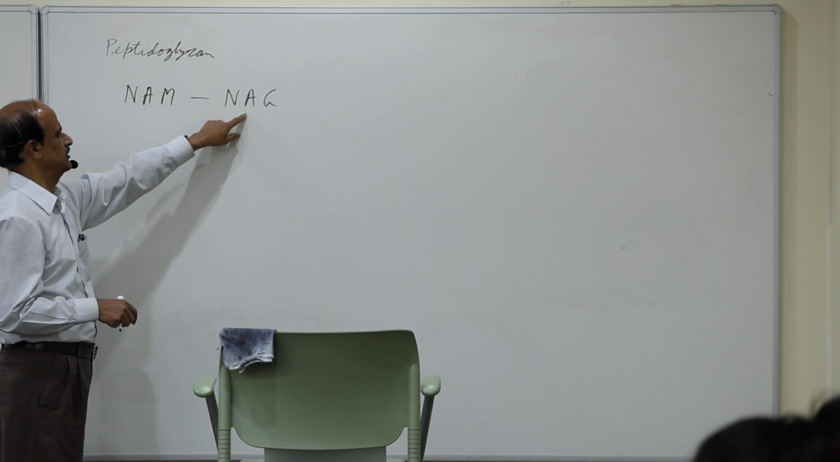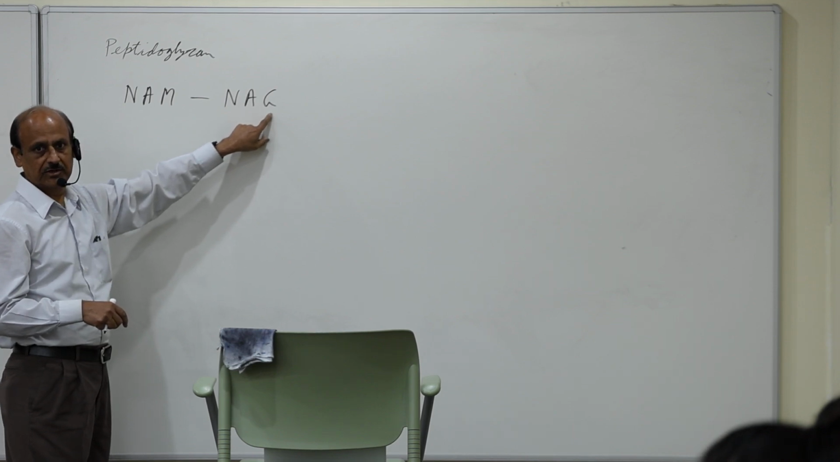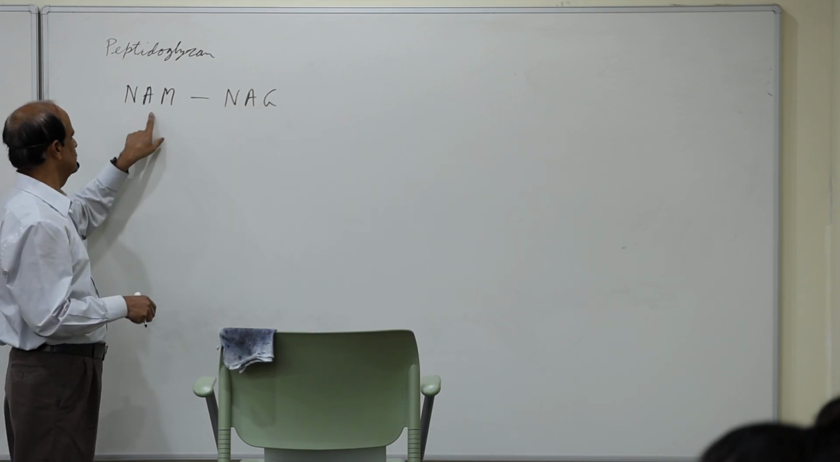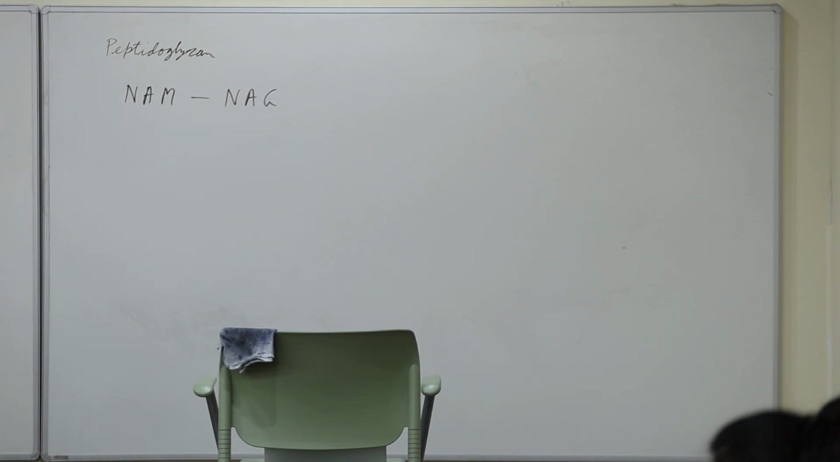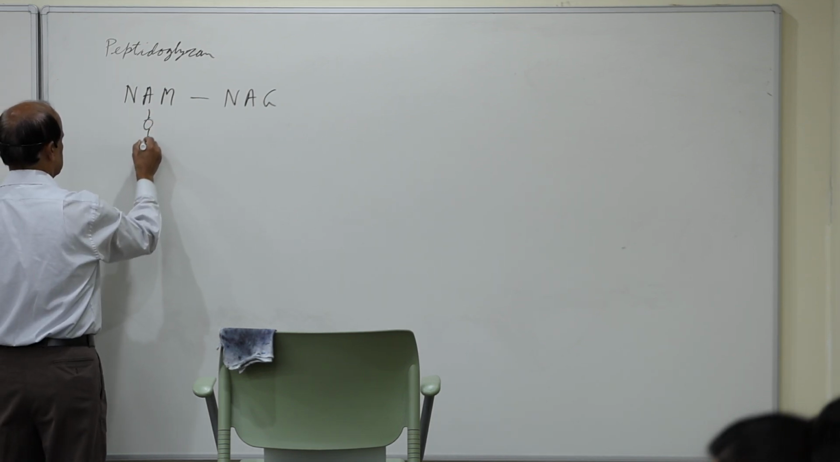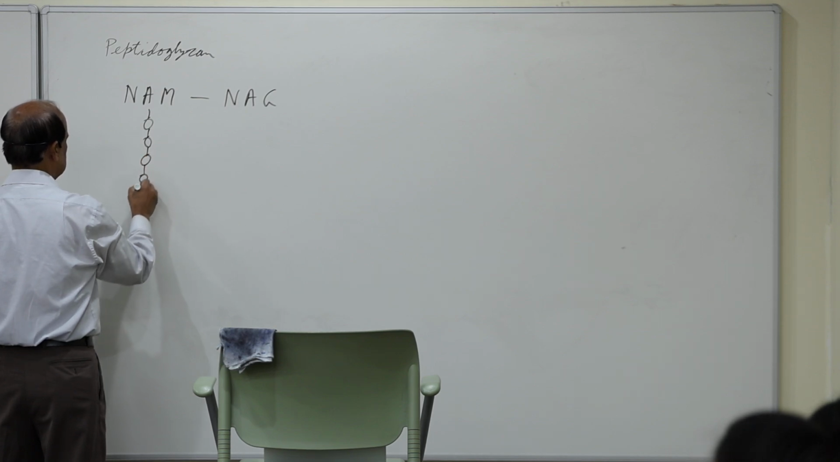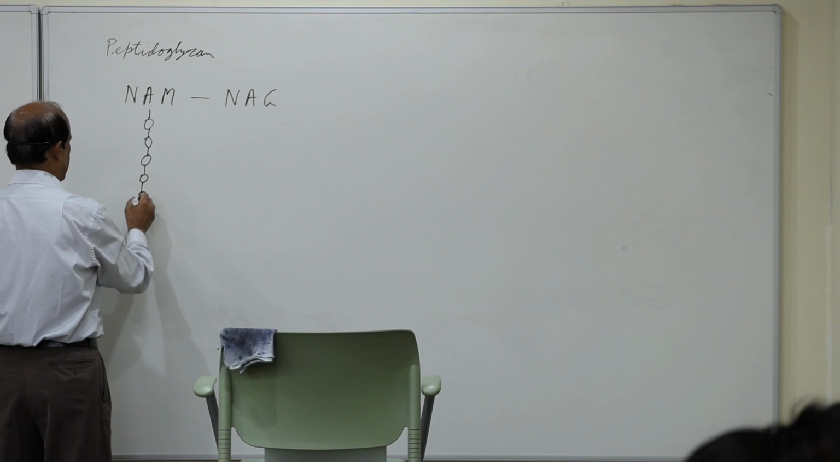So this is a modification at 2 with the amino group at 2, and then that is acetylated. This is also the same. It also has another group at position 3, which is called the muramic acid. But that's not what we are looking at. It will be linked to amino acids. 1, 2, 3, 4, 5.